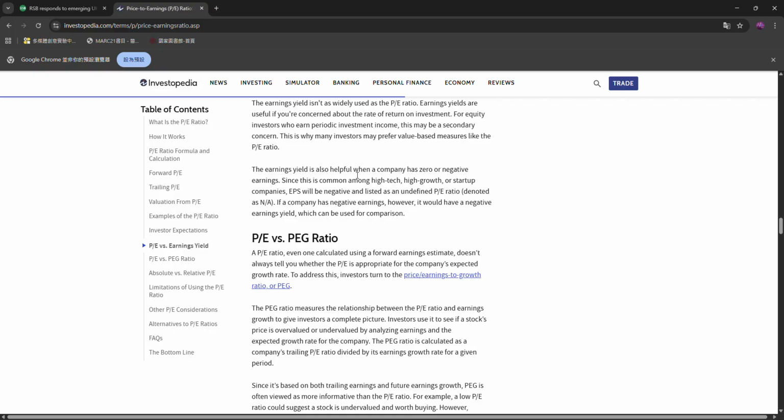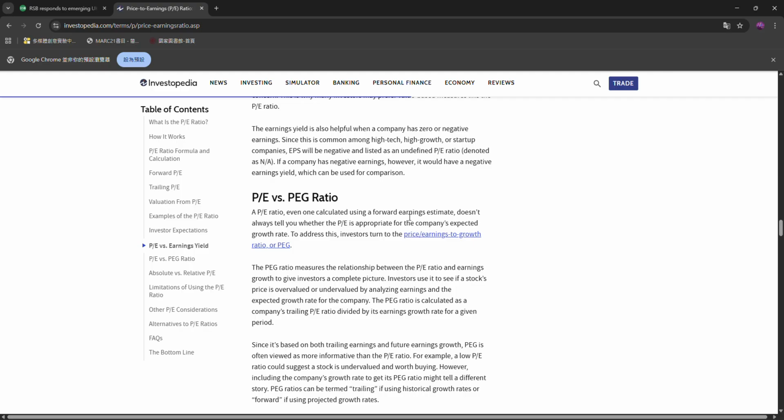Earnings yield is also helpful when a company has zero or negative earnings. Since this is common among high-tech growth or startup companies, EPS will be negative, so they have an undefined PE ratio, denoted as NA. If the company has negative earnings, however, it will have a negative earnings yield, which can be used for comparison.